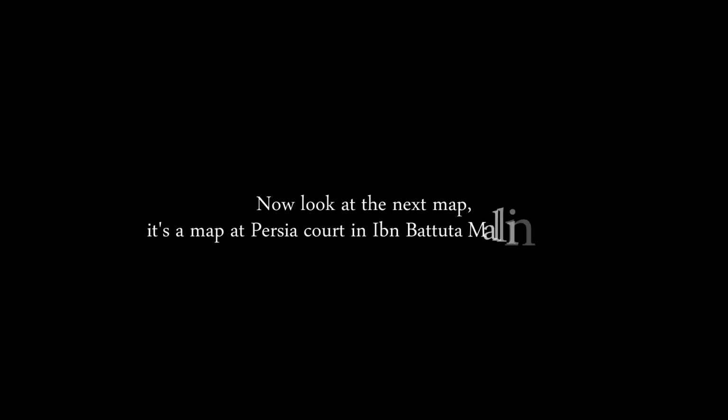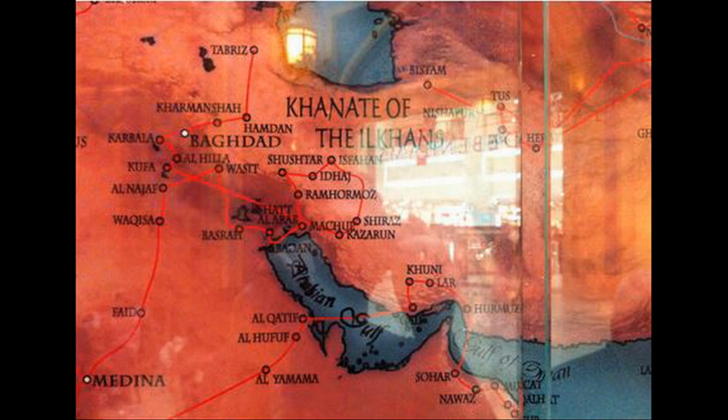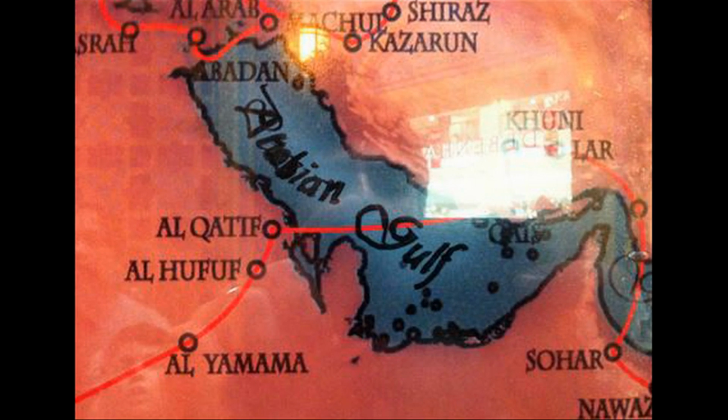Now look at the next map. It's a map at Persia Court in Ibn Battuta Mall in Dubai. At first they covered the Persian Gulf with a piece of paper, but then they decided to. As you witnessed, the term Persian Gulf has been manipulated and changed into the Arabian Gulf. Let's take a look carefully again.